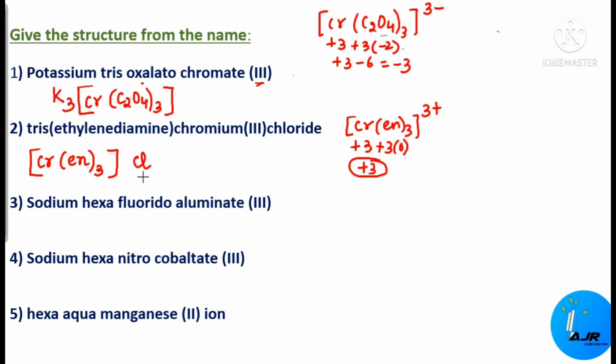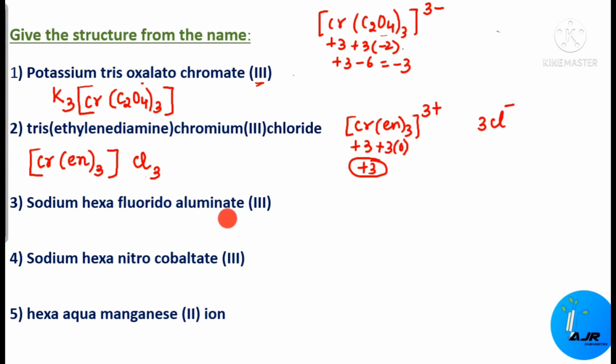So how will you write here? It is Cl3. If it is Cl3, it can be written as 3Cl minus. Understood, students? This is the format, 3Cl minus. That means 3 chloride are there. So this is the formula. Understood, students? Let us see the next one.